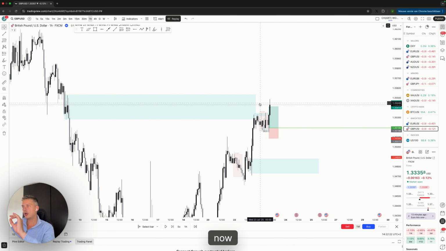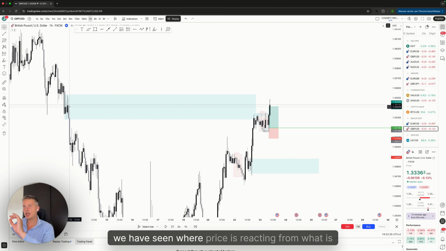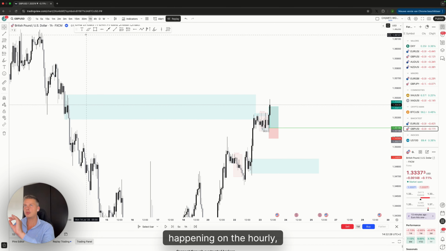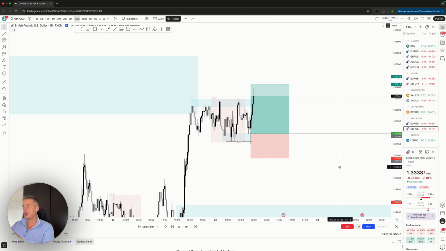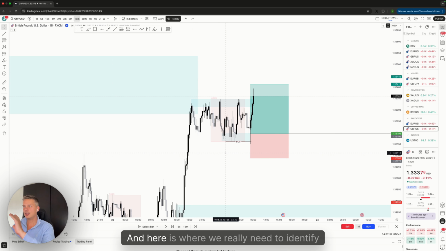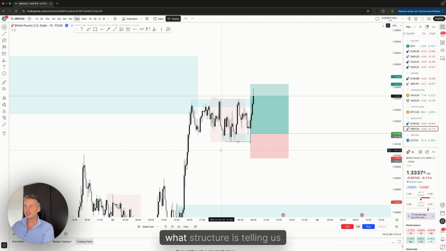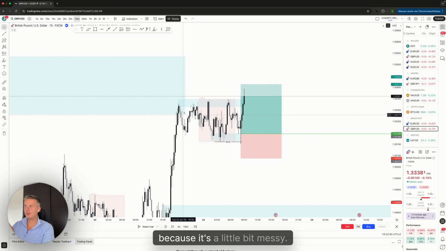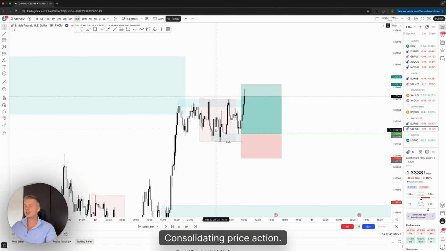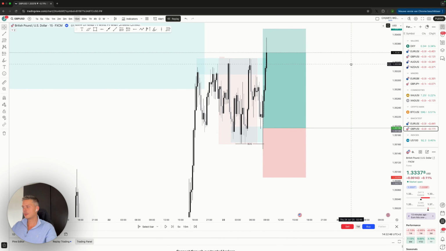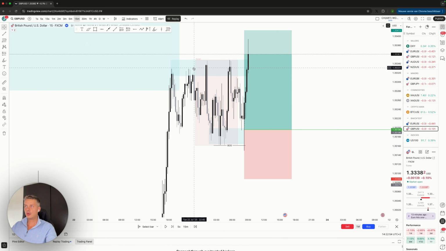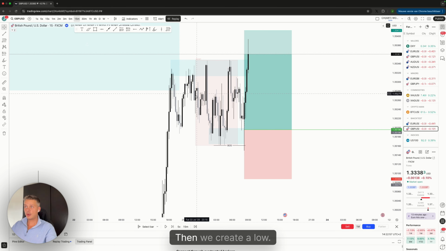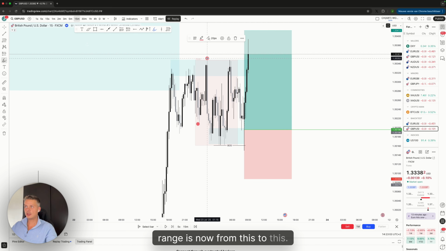All right, now after we have seen where price is reacting from, what is happening on the hourly, we need to get more clarification on the lower time frames. So what do I do? I go into the 15-minute time frame. And here is where we really need to identify what structure is telling us, because it's a little bit messy, right? It's consolidating price action. So we are going to identify the ranges. Easy. We first create a low, create a high, we create a low, create a higher high. Okay, then we create a low and we create a new higher high. So range is now from this to this.